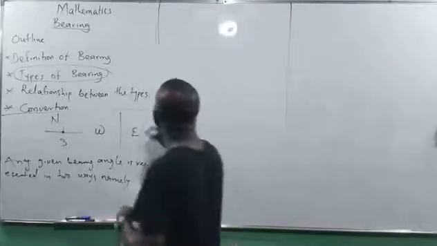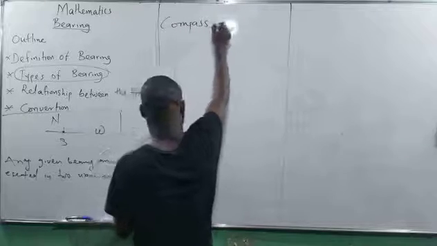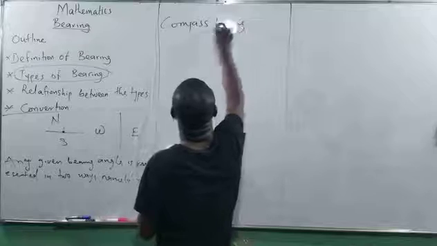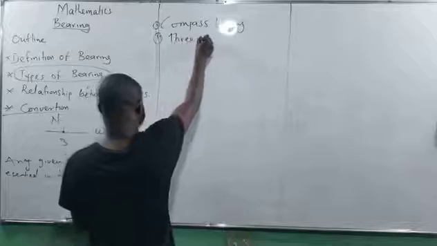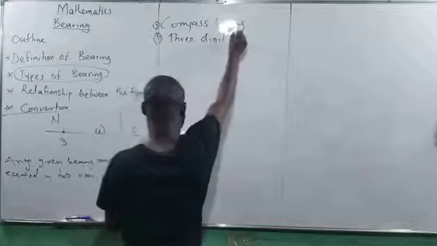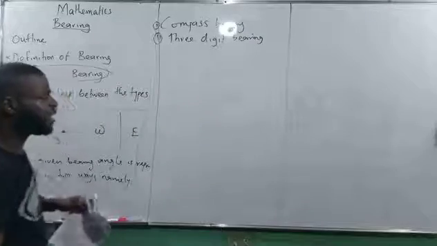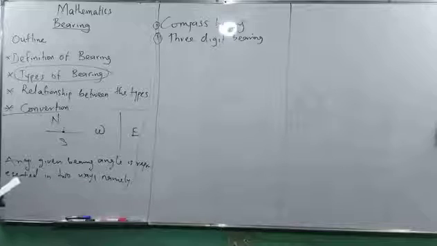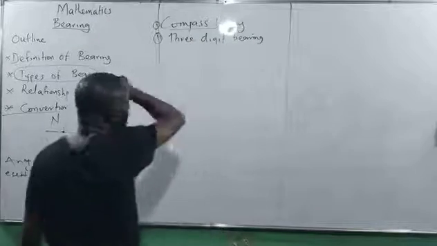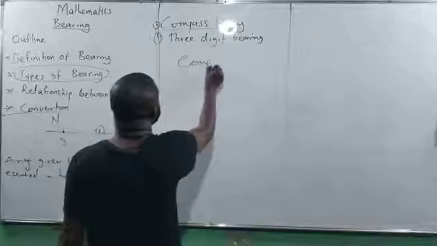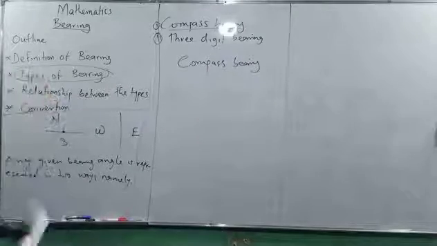Now, there are two types of bearing. The first one is compass bearing, and that's number one. Number two is three-digit bearing. Now, three-digit bearing and compass bearing are very, very simple. Let me start from the first one, compass bearing. Let me quickly write it out. Compass bearing. Now, this compass bearing is very, very simple.